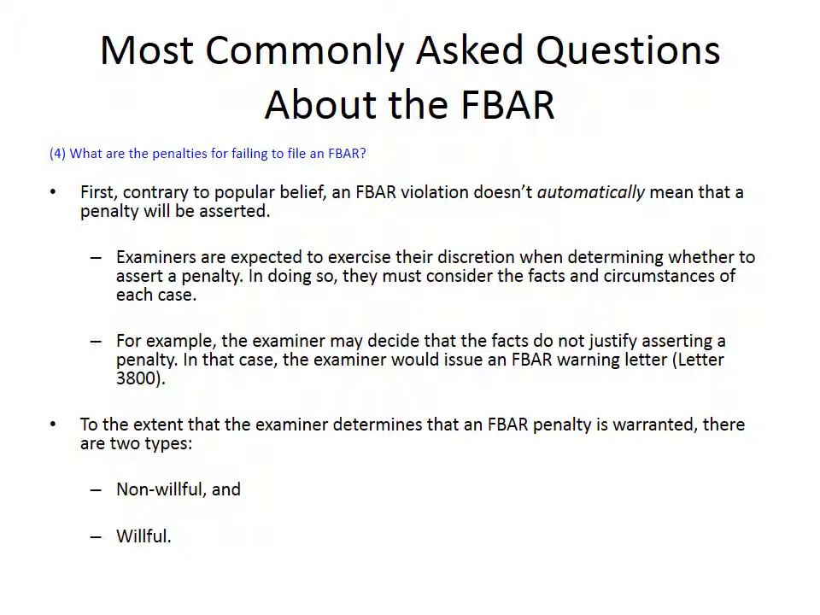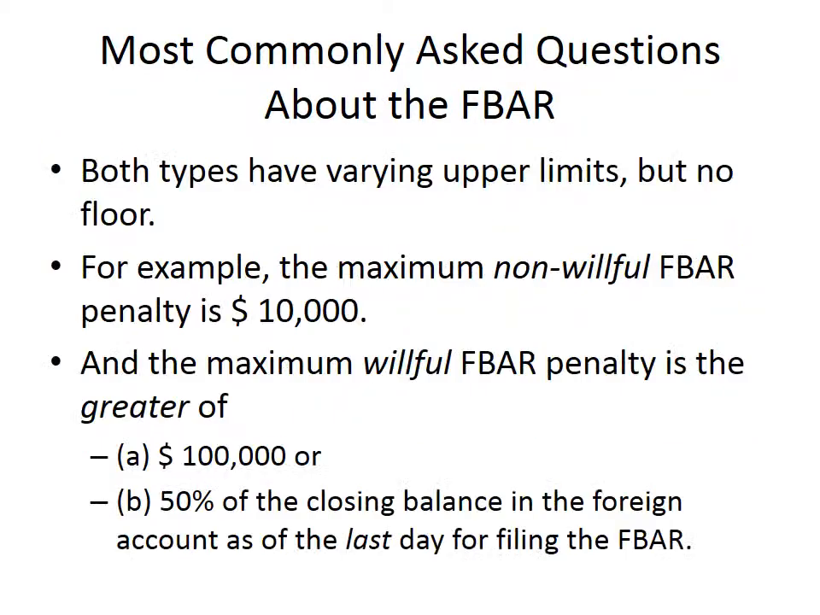Now, to the extent that the examiner determines that an FBAR penalty is warranted, there are two types. The first is non-willful, and the second is willful. Both types have varying upper limits, but no floor. For the non-willful FBAR penalty, the maximum penalty that can be asserted is $10,000. Now, before we go any further, I want to be very clear. When I say the maximum penalty that can be asserted is $10,000, I'm not referring to per year. I'm referring to per account.